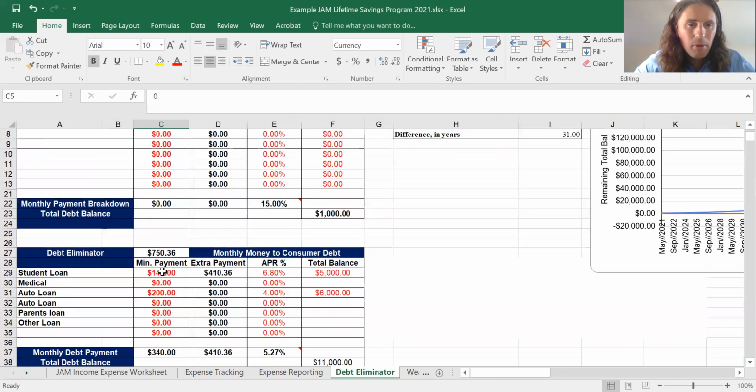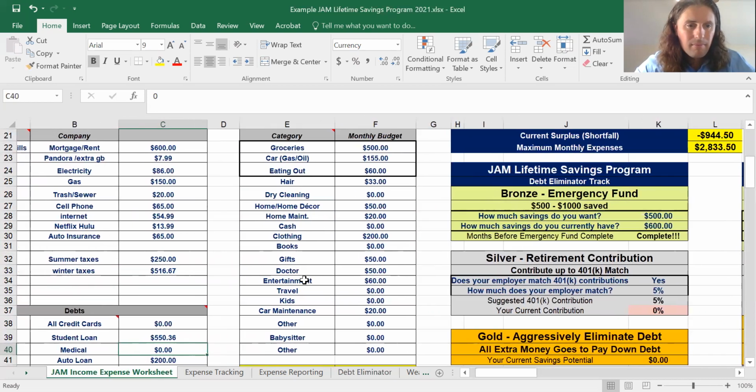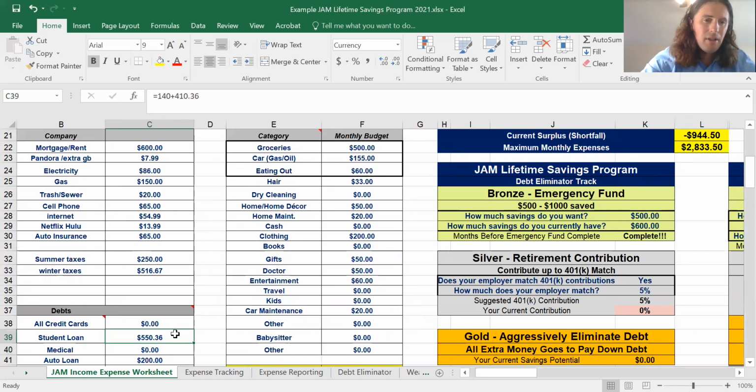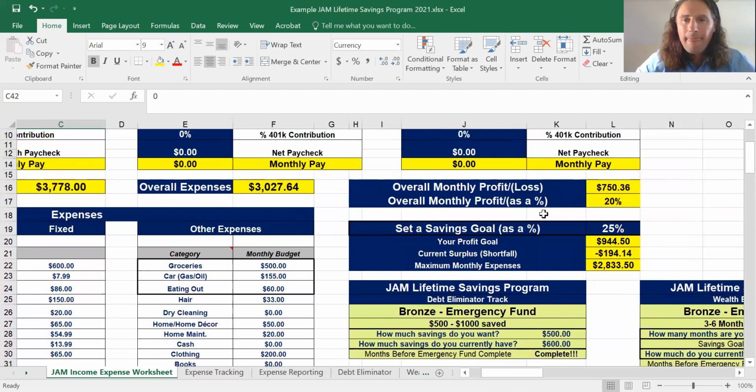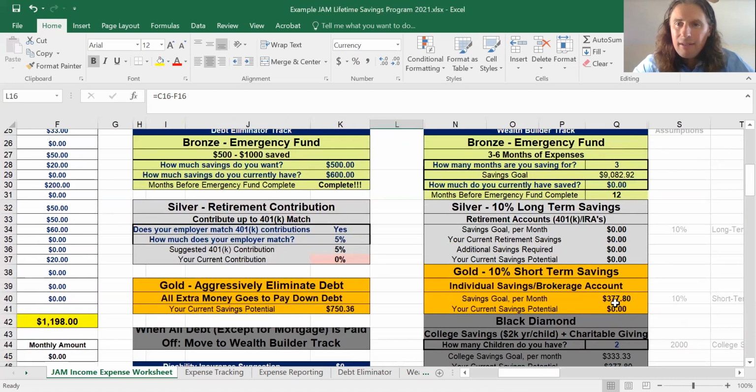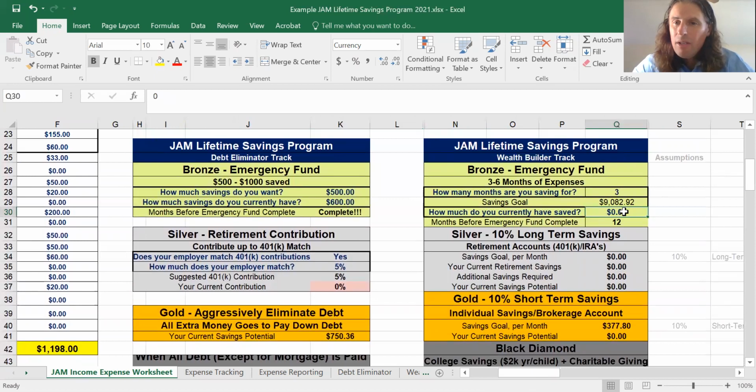Now you can see we're going to start attacking that student loan within 10 months. That's gone. And then that rolls into your auto loan. And once that's gone, here's the best part. Imagine a world where you have no student loans, no medical loans, no auto loan. Here's your profit, you're back to $750 a month. You want to build that savings, you can do that within a year to build your emergency fund.